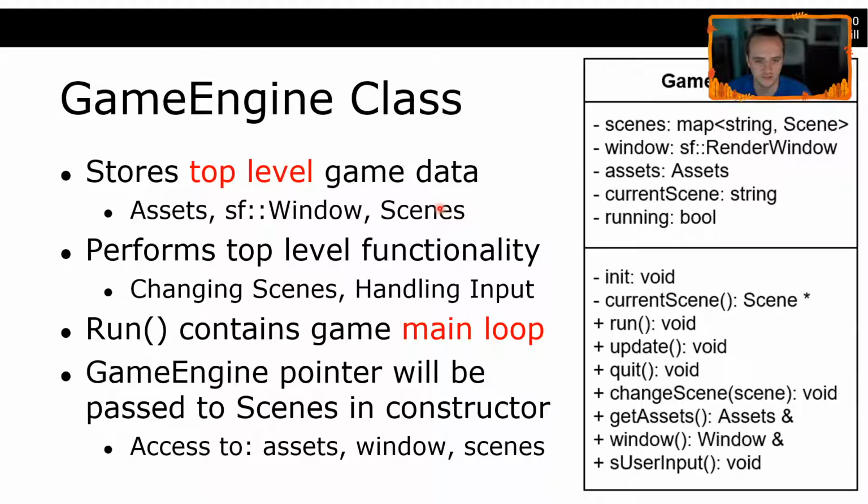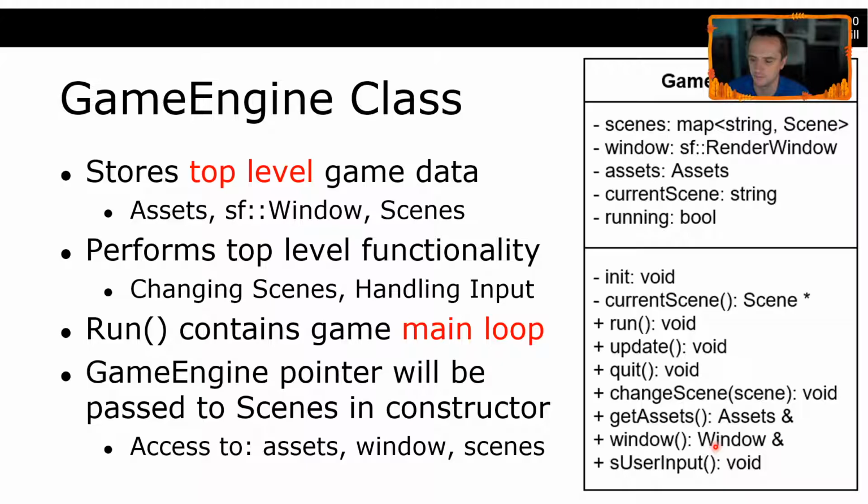It's going to perform the top level functionality. So the game engine class going forward is going to be handling the input from the player. It's going to run the main loop, and then the game engine pointer will be passed to different scenes so that we can access that. So for example here, in the game engine class, we now have this user input system. We'll see how that's going to work in a bit.